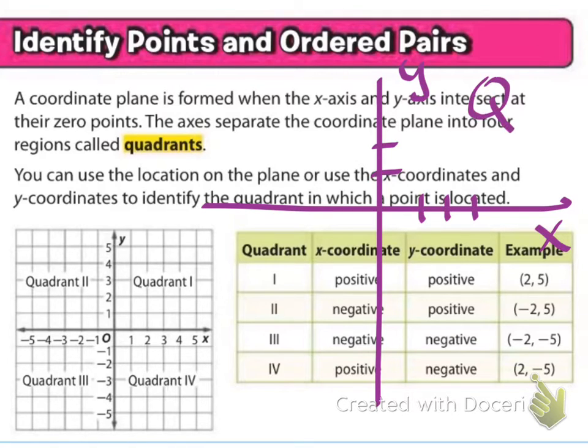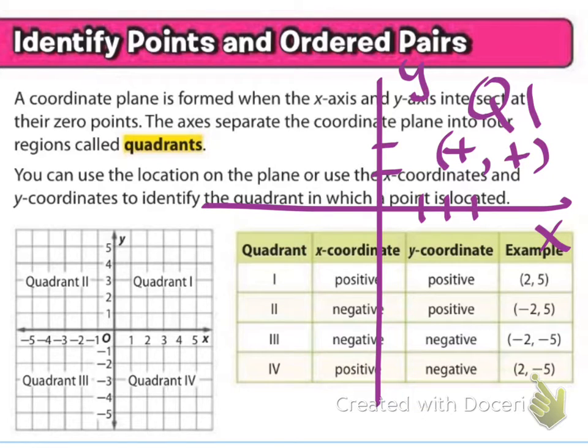This is always quadrant 1, and you can remember that because it was the first one you learned. Quadrant 1 is the first one you learned. And in quadrant 1, you have a positive and a positive. That's what this little table right here says. You have a positive and a positive.